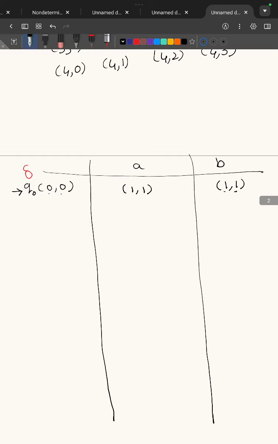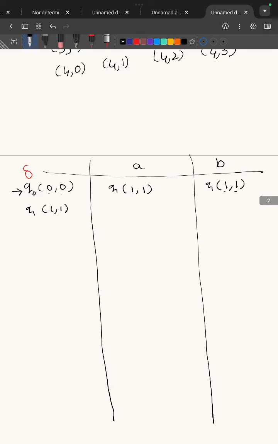If I do mod 5, the remainder will be 1. If I do mod 4, the remainder will be 1 only. So it is 1, 1. Now I will assume 1, 1 to be state Q1. So Q1, that is, we are in 1, 1.